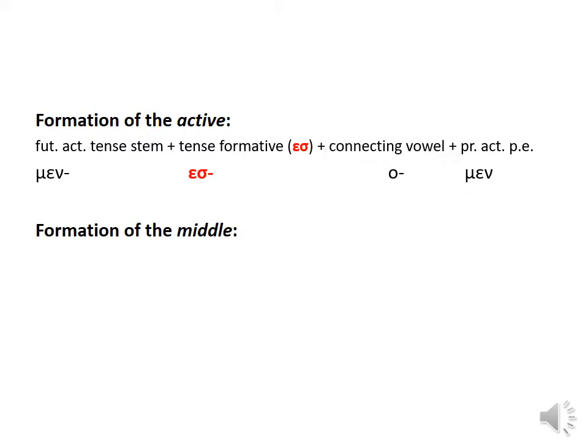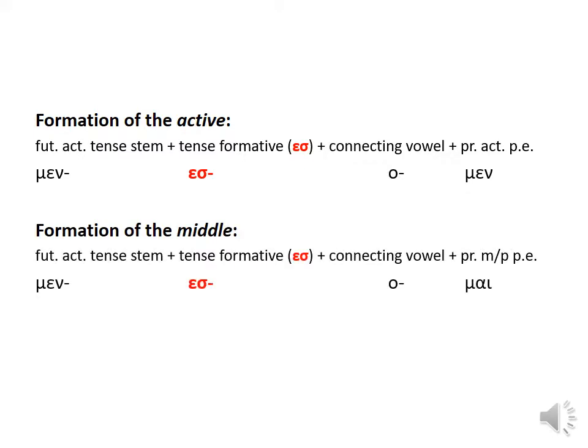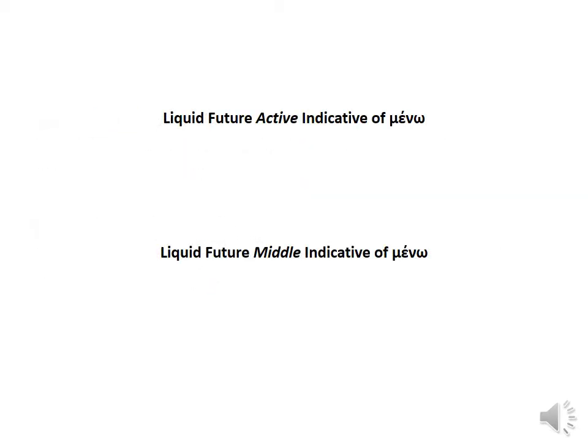Formation of the liquid future middle. Same stem from the second principal part, tense formative epsilon sigma, connecting vowel, but now we use our primary middle passive personal endings. So let's look at the paradigms. First, the liquid future active indicative of μένω.